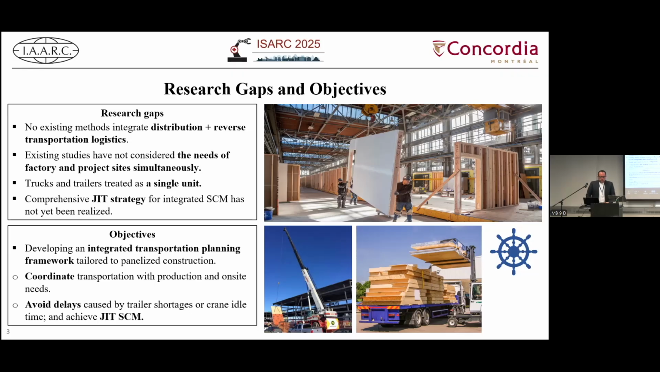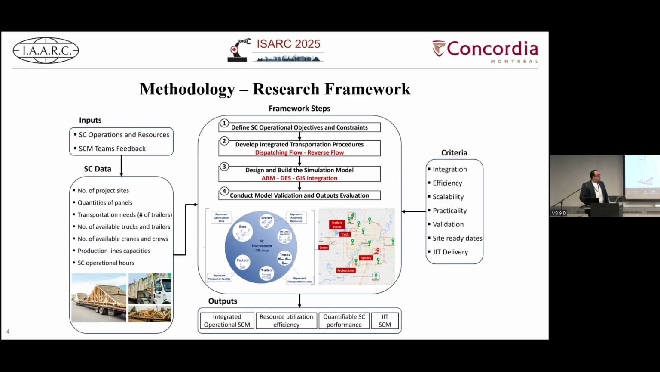So our objective here is to propose integrated transportation planning for the pre-production planning phase. We need to coordinate between the transportation, what's happening in the factory, and what's required on the site to avoid delays and achieve just-in-time supply chain management. For the proposed framework, we proposed three main steps.